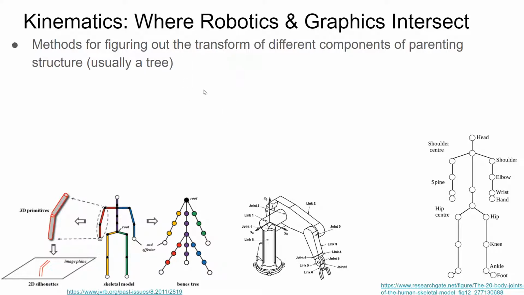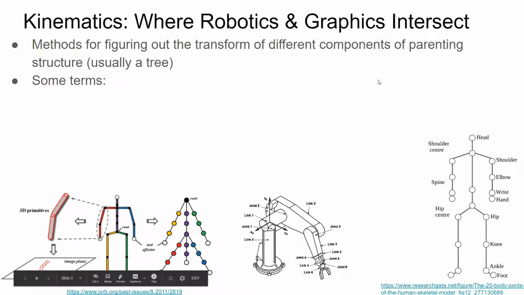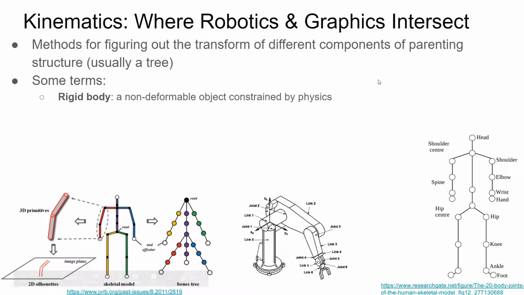So kinematics in general are just any method of figuring out the transform of different components inside of a structure, like our skeletal structure. And just to review some terminology, a rigid body is any non-deformable object that still has physics constraints. So any of your bones, like your forearm, your upper arm, your thigh, any of those things where you have a rigid bone that is actually controlling it.